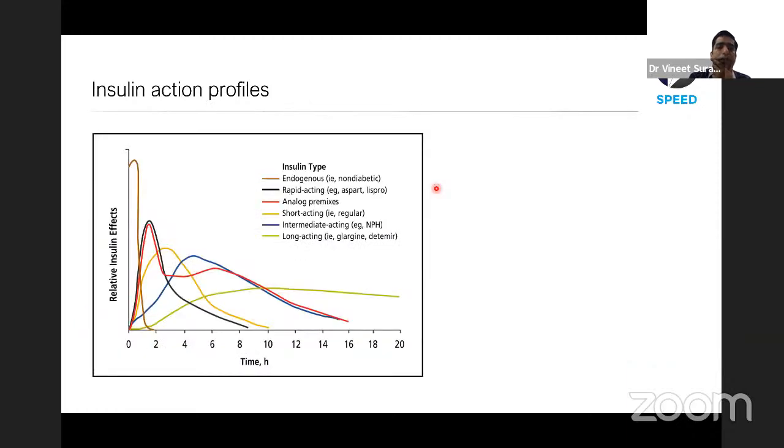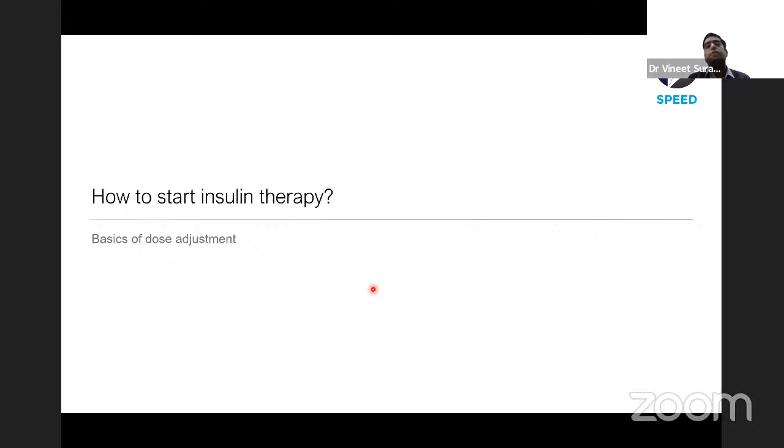So this is the typical insulin profile for all. In an endogenous non-diabetic, this is what happens. You eat food, your relative insulin effect comes fast, and then it goes down fast within 2 hours. However, the different insulins which we use, the rapid acting insulin and the longer acting insulin, have different profiles.